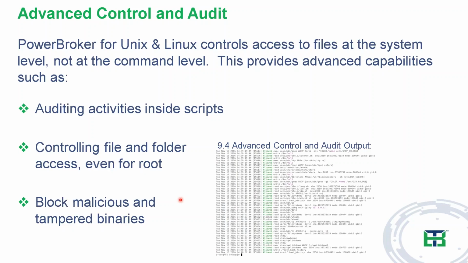We can also control things like file and folder access. Even when you give someone that most highly privileged account of root, we can still control what they're actually able to do, even if the native file system permissions allow you to do things. This also allows you to stop tampered binaries. You could rename a binary, you could symlink to a binary, that sort of stuff. All of those are completely locked down with our policy and controlled.